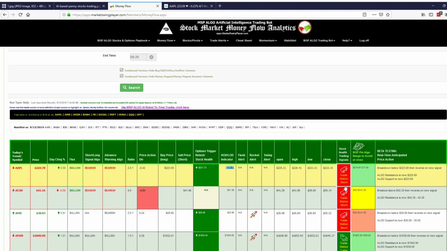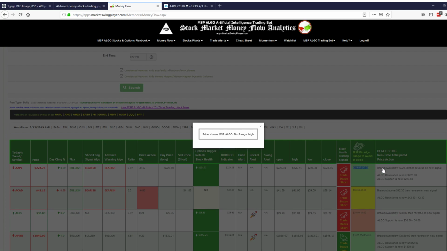It's saying that the algo would think this is a short at the time. But just because the algo thinks it's a short at the time doesn't mean price can't reverse, because the market is opening up. So it just depends on if we're going to have more buyers or sellers versus buyers. This is the pin algo for the pin range to avoid for the day.